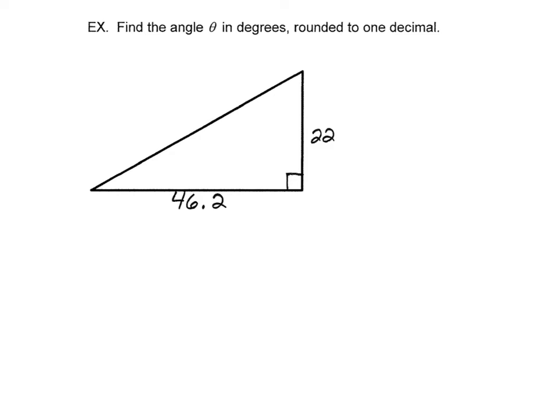This triangle only has the 90-degree angle marked, so we can't find the other two by subtracting from 180. So we'll use trig functions, and if I want to find theta, I forgot to mark which one theta was. It would be this one right here. If we want to find theta, since theta is the angle we're focusing on, we go across the triangle. 22 would be the opposite side. 46.2 would be the adjacent side. So we have opposite and adjacent.